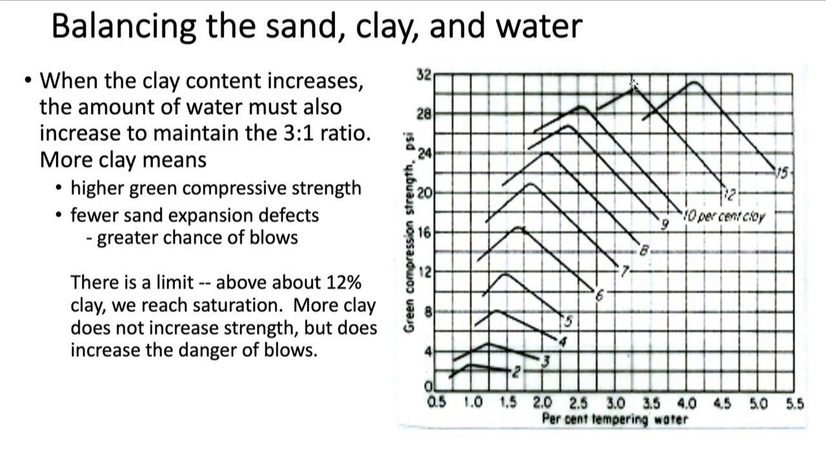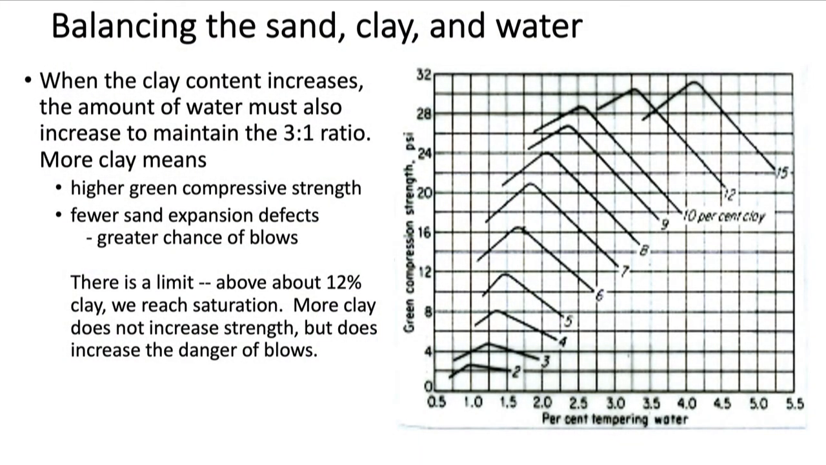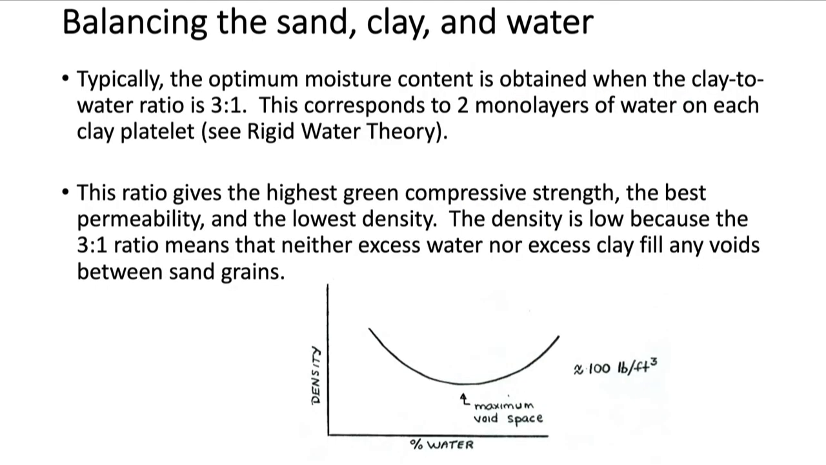Notice that above 12% clay, we don't really get any stronger because now you have so much clay that the clay is plugging up between the grains. It's just like when you get too much water in clay, it ends up sliding. So the sand grains are sliding over each other instead of being close enough together that they impinge on each other slightly, and there's friction involved in that. Also, as you go to a high percentage of clay, you're more likely to get blow defects because there's just so much water in the mold.